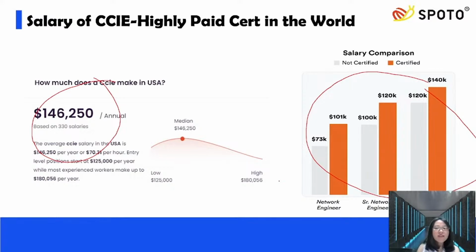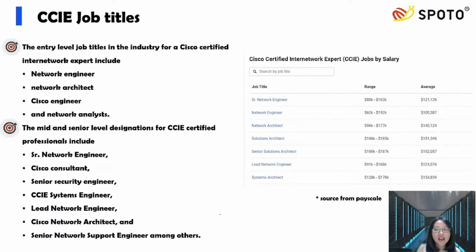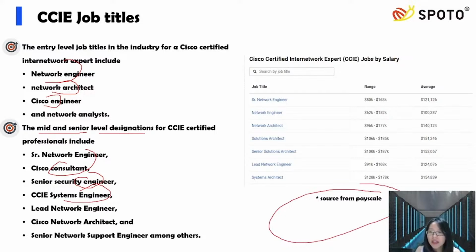So the entry-level job titles in the industry for a Cisco Certified Internetwork Expert include network engineer, network architect, and Cisco engineer, and so on. The mid and senior level designations for CCIE certified professionals include Cisco consultant, senior security engineer, system engineer, and so on. According to this pay scale, the salary for different job titles varies based on years of experience.